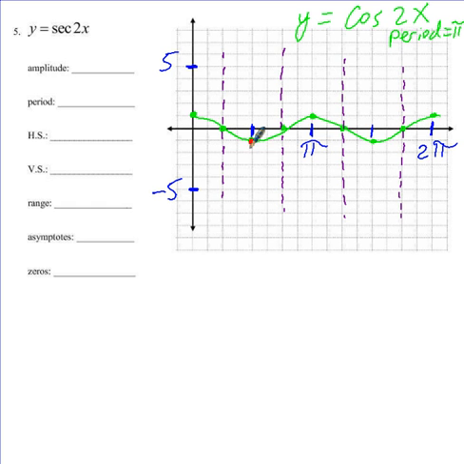And then once we've got that, the secant graph is fairly easy to draw. Just make those little U-shaped fellows along the asymptotes. There we go. There's the picture of secant.